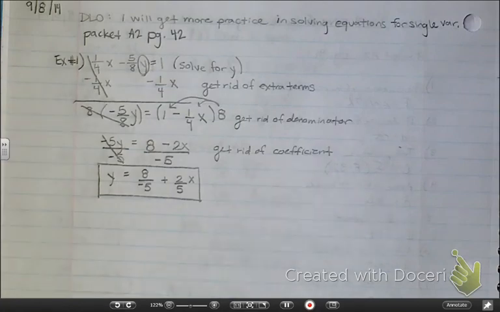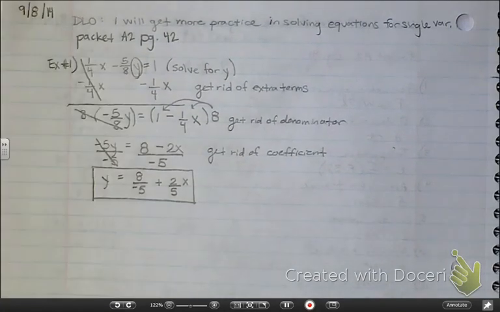All right, so again, make sure your paper looks exactly like mine. Your note should look exactly like mine.